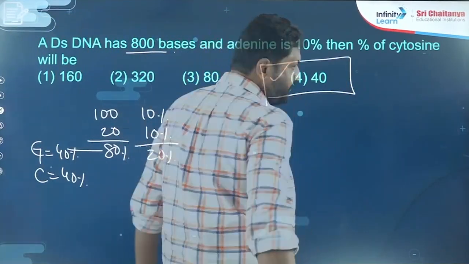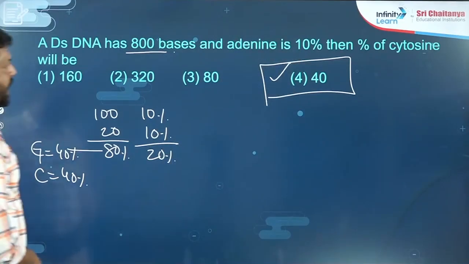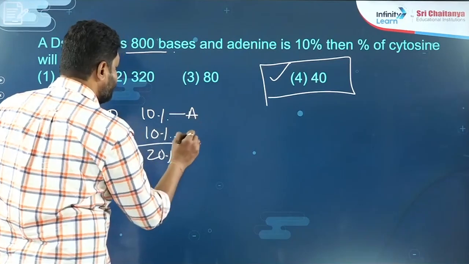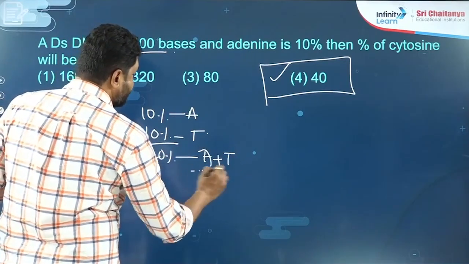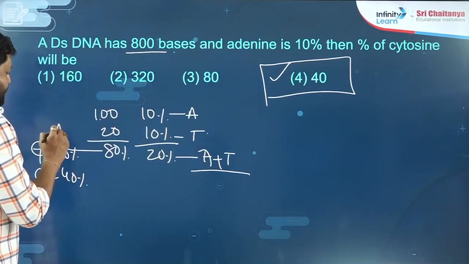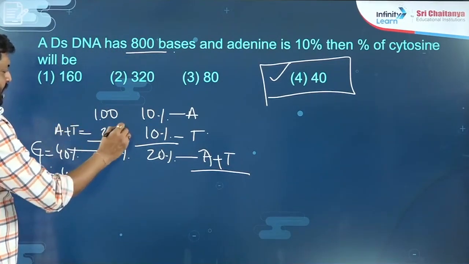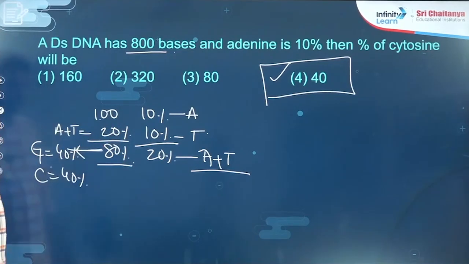Was it clear? How do you get this answer? Are you getting me? If adenine is 10%, thymine will be 10%, adenine plus thymine will be 20%. Out of the 100, remove the 20, then 80. Guanine is equal to 40%, cytosine is equal to 40%. So let us see the next slide.